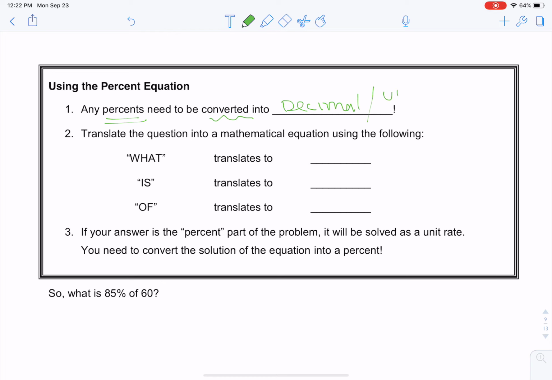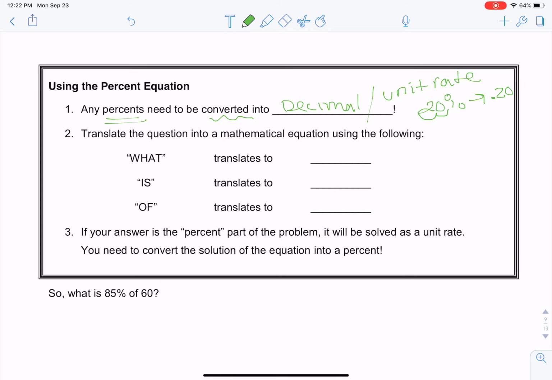Same thing. So your very first step with these percent problems, if you see 20% written in the problem, you can't just plug in 20%. You have to convert that to a decimal. Remember, move it 2 times to the left, so 0.20 would be what you need to write in.